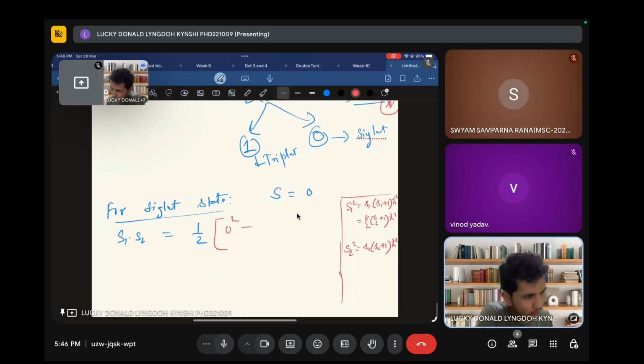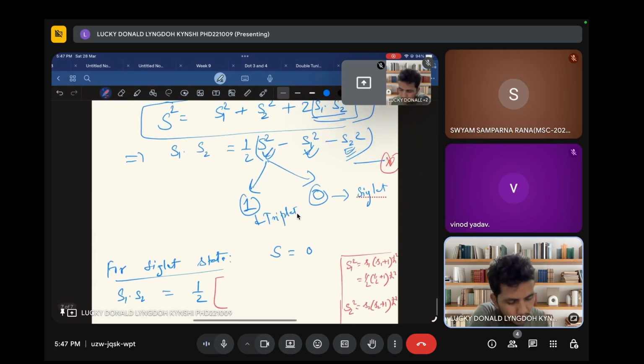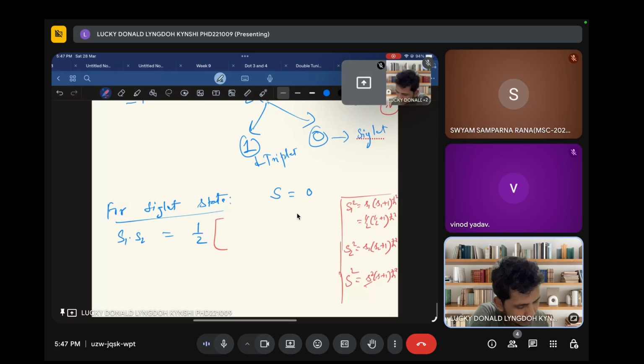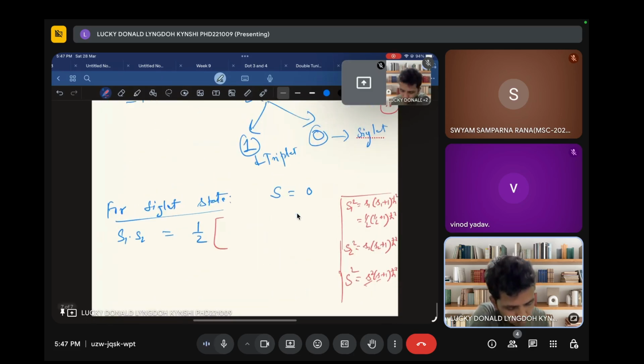And remember capital S square also, capital S square is equal to S plus 1 h cross square. Okay, here this should not be like this, this should be capital S square. What you have to write is S plus 1. S plus 1, what is this? S plus 1 means S equal to 0, so 0 plus 1 h cross square. Correct, because for a singlet state, capital S is equal to 0.